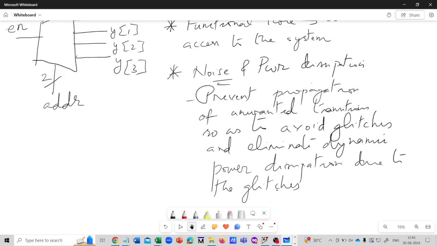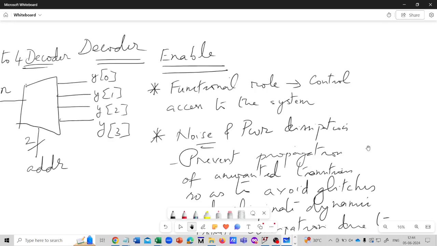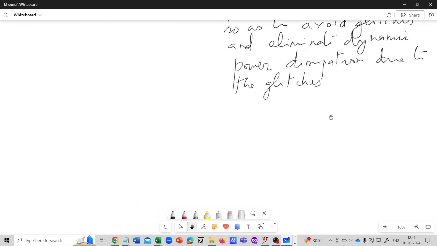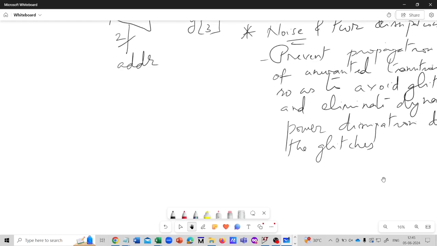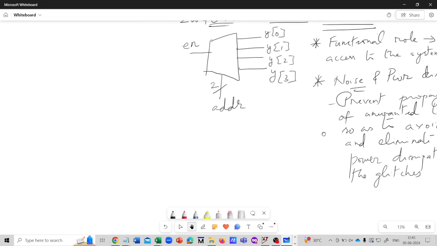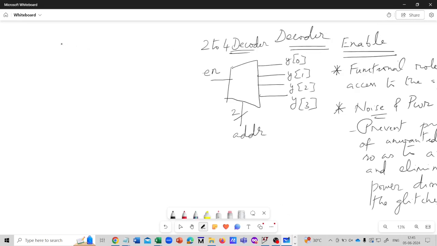Okay, that is as far as the enable is concerned. Now, coming back to the coding part, let us first see how the decoder is modeled in a wrong fashion. So, decoder the wrong way.